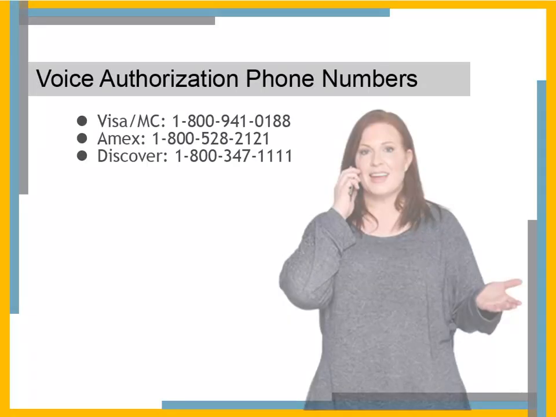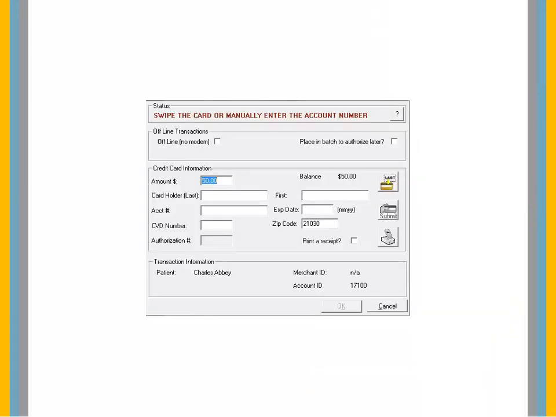If your office is experiencing issues with the software or internet connection, you can call to request a voice authorization for a charge of 25 cents per authorization. To retrieve a voice authorization, call the appropriate phone number. On the charge authorization window, select Offline No Modem. In the authorization number field, enter the number you are given over the phone and click OK.